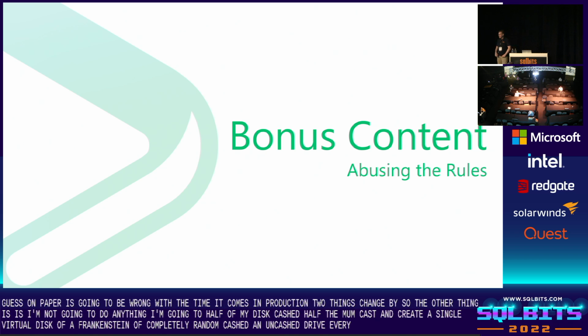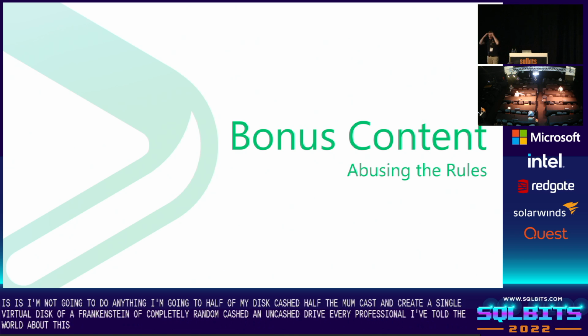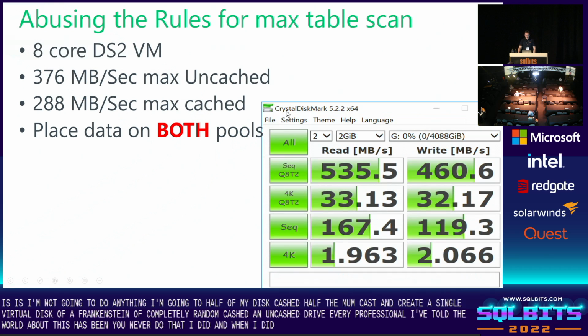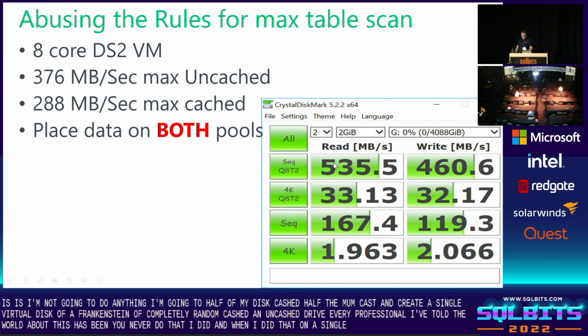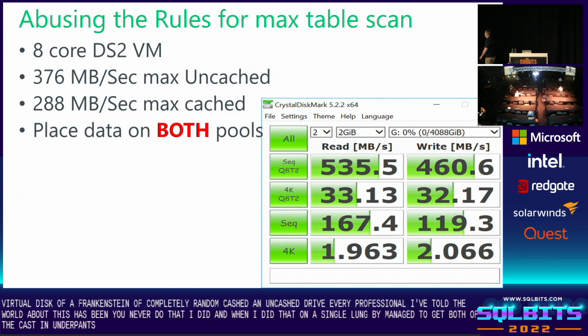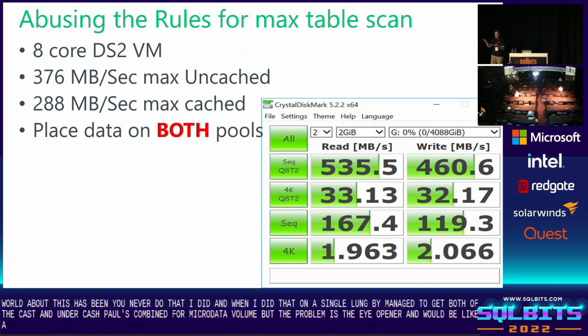Every professional I've told in the world about this has been like, are you nuts? You never do that, right? But I was like, well, let's just do it and see what happens, man. So I did. And when I did that, on a single run, I managed to get both of the cached and uncached pools combined for my kind of data volume. But the problem is the I/O pattern would be reading and it'd be cached, not cached, on the block level. So it was quite funny, and it's what I call a Frankenstein.